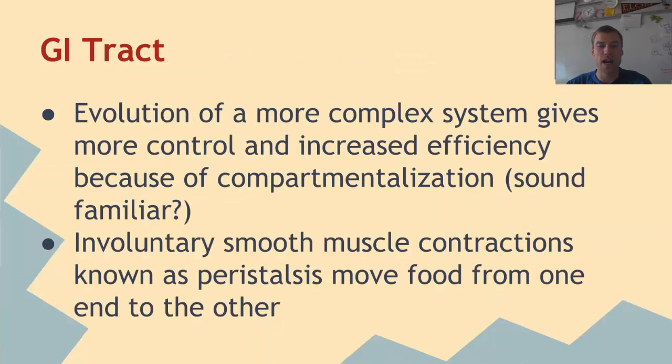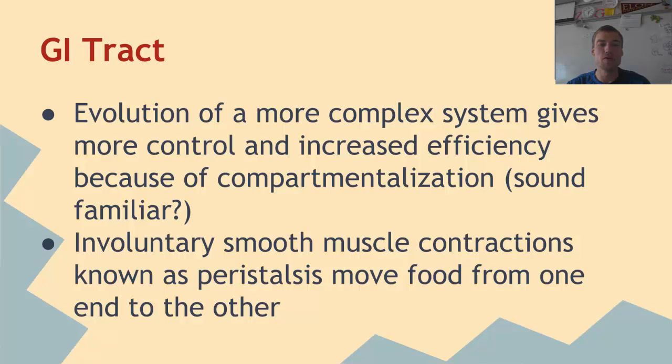Now, the GI tract is an important feature in the evolution of animals. More ancestral animals had a gastrovascular cavity, whereas more recently evolved animals all have a GI tract. And this basically gives us a more complex system that allows more control and increased efficiency because of compartmentalization. Sounds pretty familiar, right? Sounds a lot like eukaryotic cells, where you've got compartmentalization allowing different reactions to be occurring.